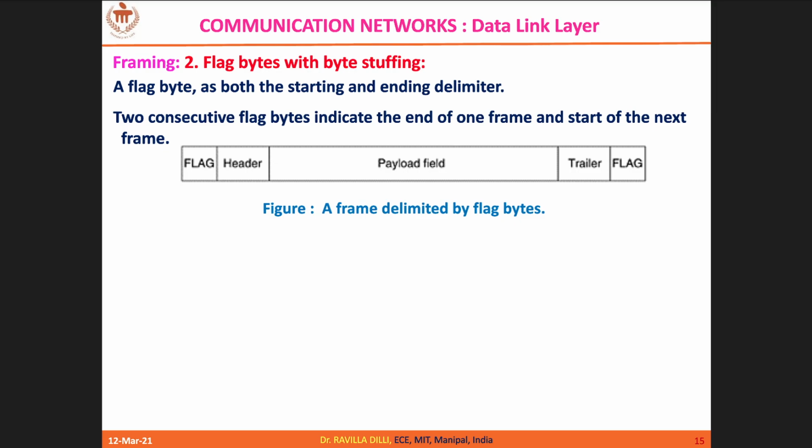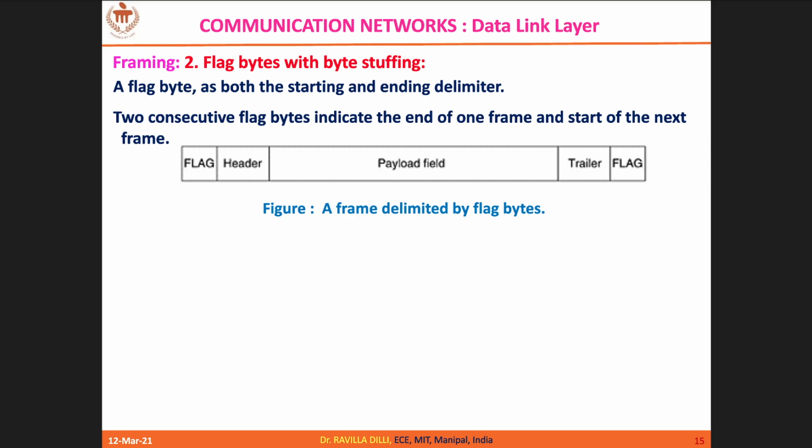Flag bytes with byte stuffing. So there is some special character which indicates the beginning and end of the frames. You can see here the flag. This is 1 byte, an 8-bit value. Usually it is 01111110, a total of 8 bits. So that is the flag byte.